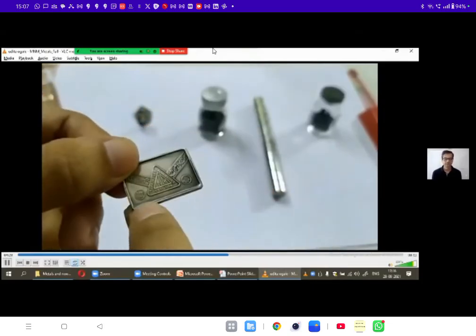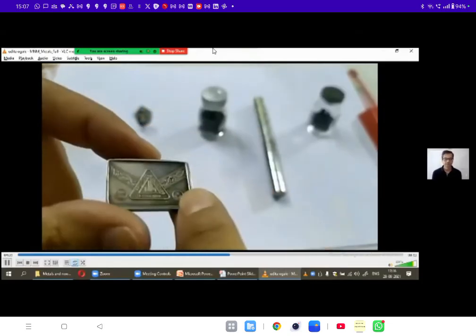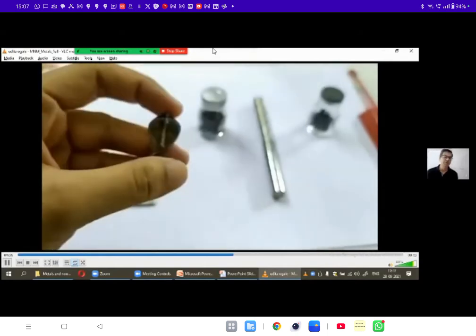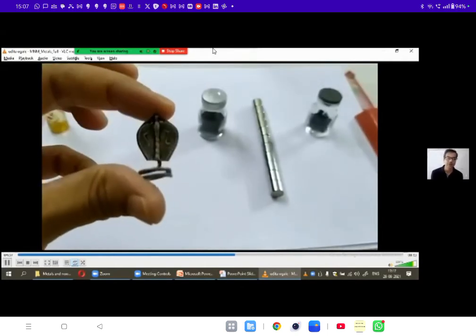You can see black color at the edges. That is actually silver sulfide. It's kind of rust, but not rust. It is silver sulfide. Silver.